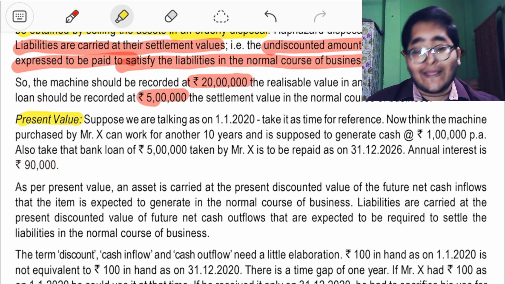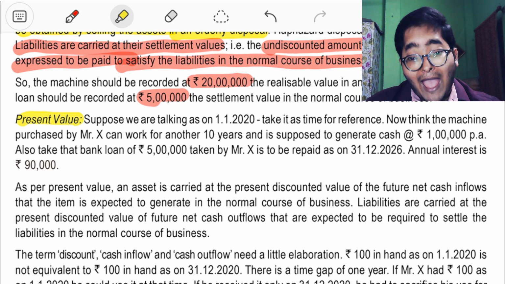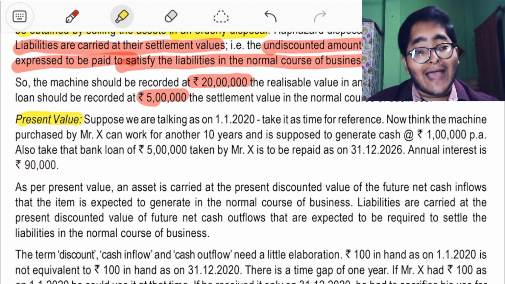Now think, the machine purchased by Mr. X can work for another 10 years and is supposed to generate at the rate of rupees 1 lakh per annum.